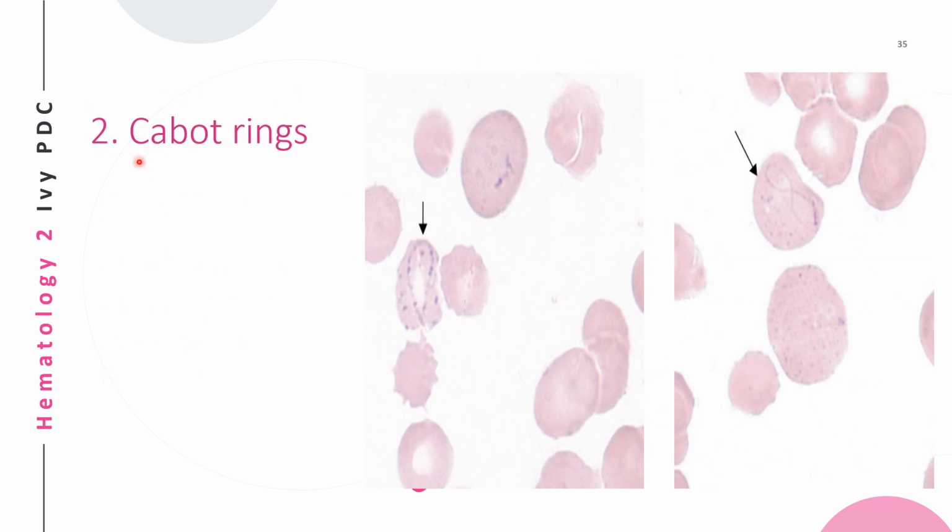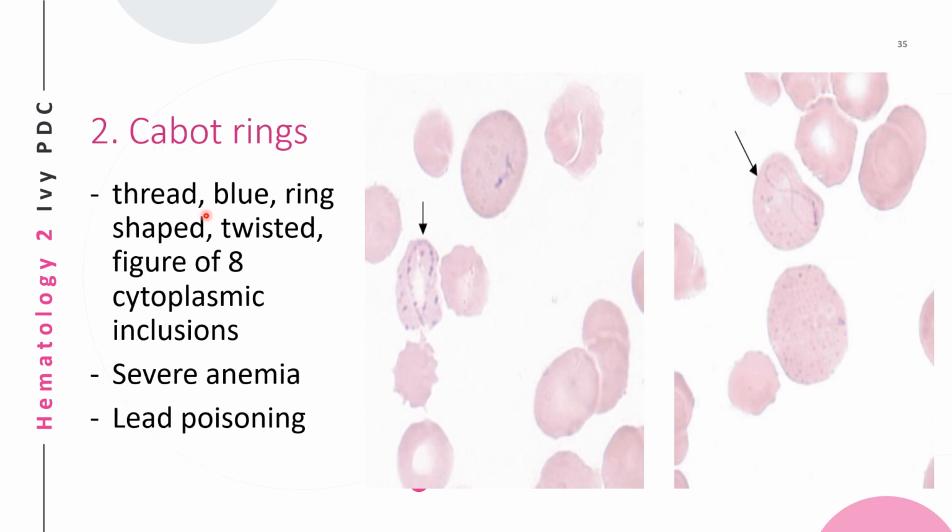The second inclusion body is a Cabot ring. These are thread-like, colored blue. They may be ring-shaped or twisted, like a figure of 8, in the cytoplasm. They are seen in severe anemia and lead poisoning. So here is one Cabot ring. This is the figure of 8 Cabot ring.